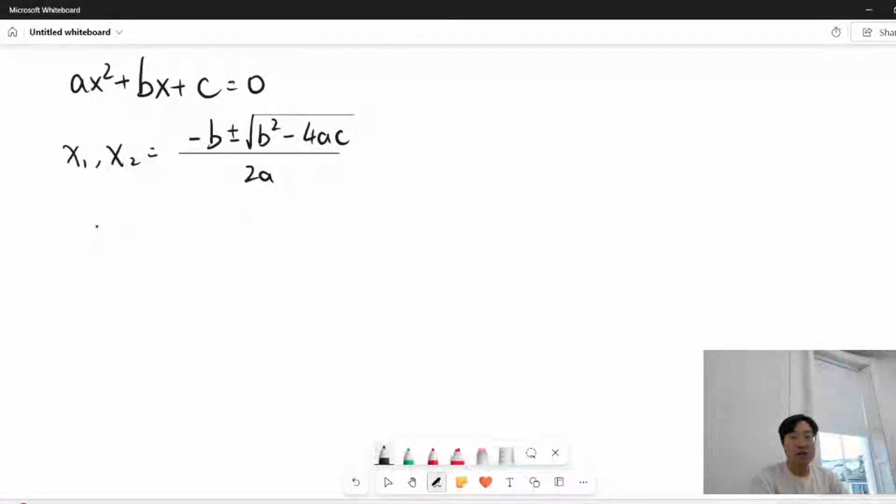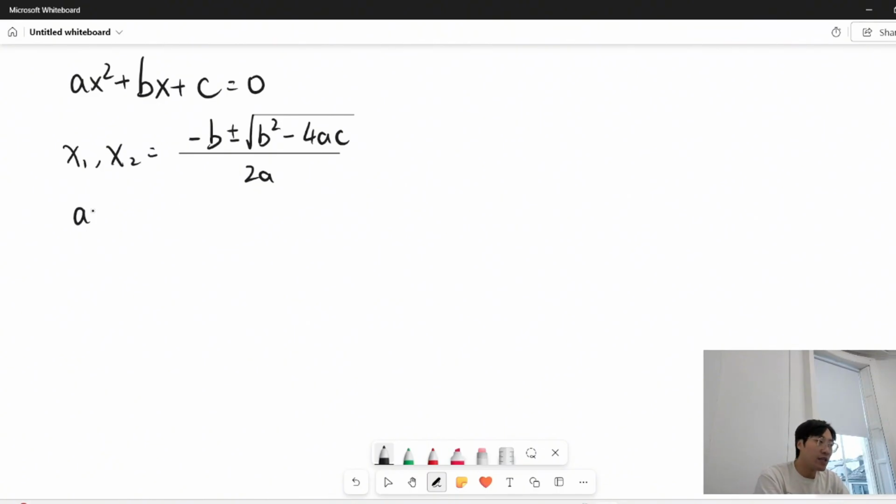Have you ever thought about how the minus b formula for ax squared plus bx plus c equals 0 is derived? Here is a step-by-step tutorial of how to do this. In order to get the solution, firstly, there are two important things to be noticed.